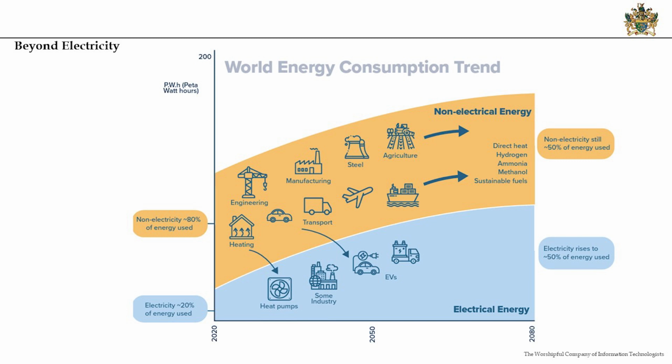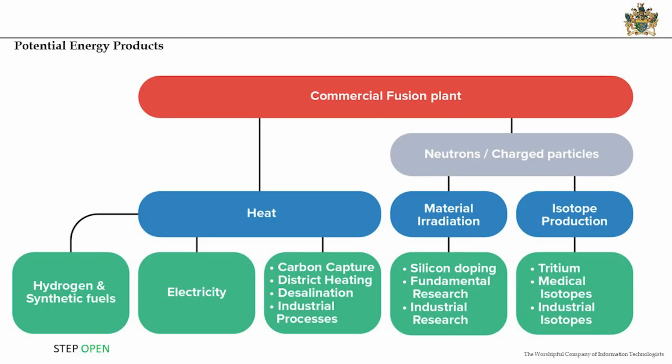A lot of our primary energy comes still from fossil fuels used in transport, moving things around the world, and heating things still comes from burning stuff. But that's probably going to change in the future, and it needs to change. So in that context, what can we get out of a commercial fusion plant?